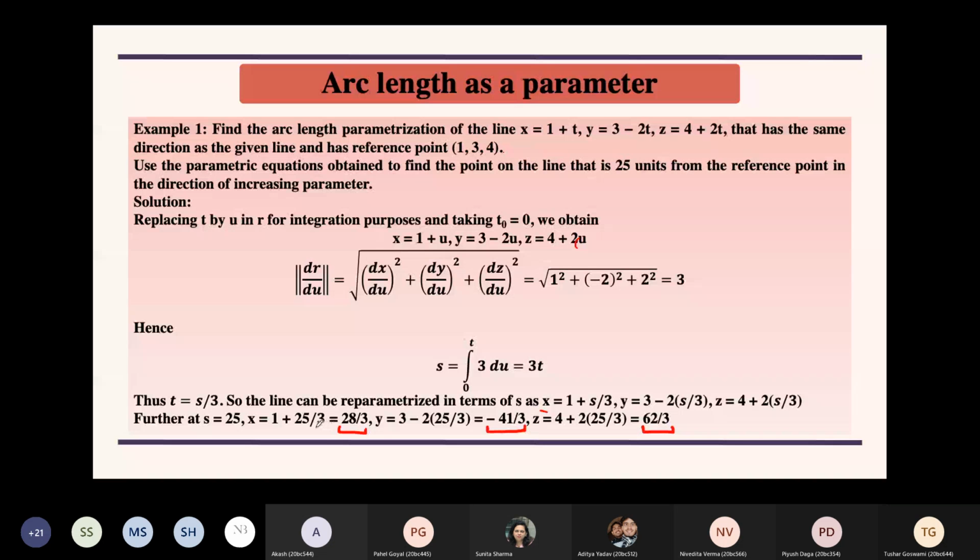So your point is 28 by 3, minus 41 by 3 and 62 by 3. These are the coordinates of the point on the line which is at a distance, or which has the arc length or distance between that point and the reference point along the line, of 25 units. Okay, is it fine now?